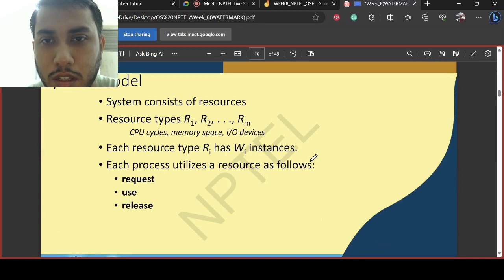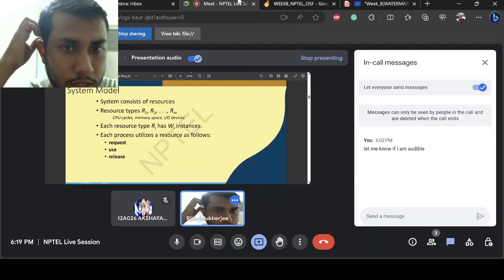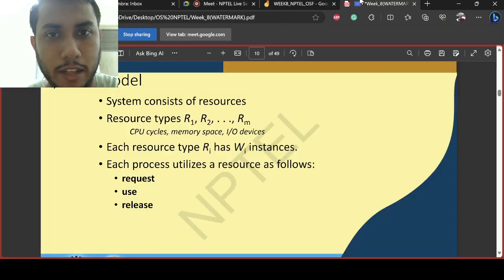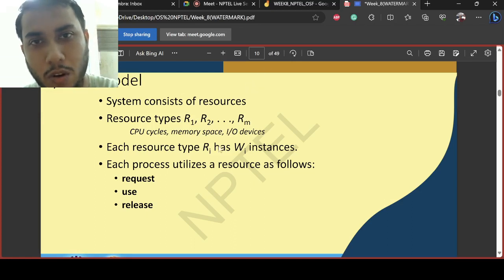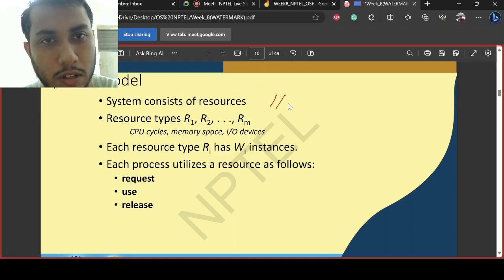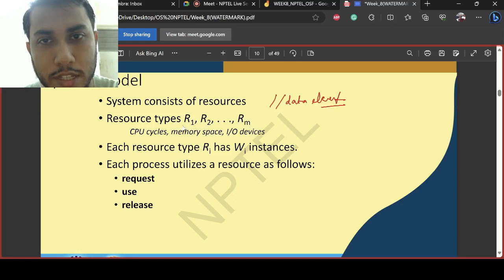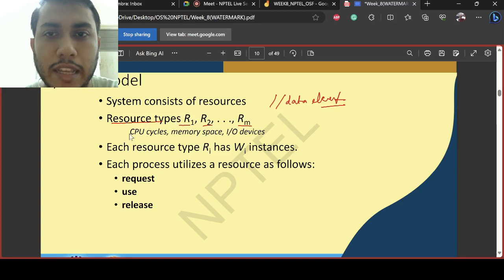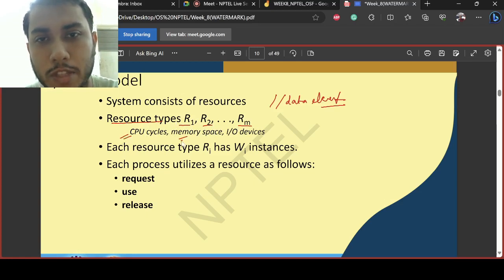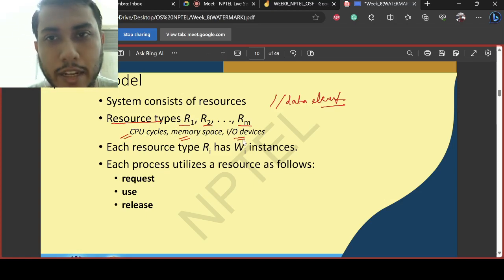So this is typically what I will call your data elements for any deadlock algorithms: deadlock prevention, detection, etc. So you have your resource types R1, R2, Rm. So these are various resource types. They can be CPU cycles, they can be memory space, they can be IO devices. Resources can be anything.